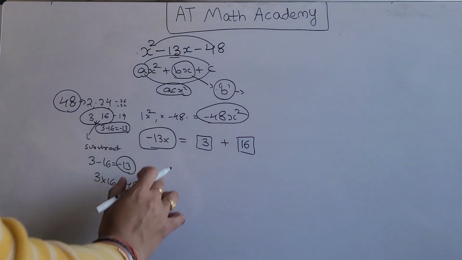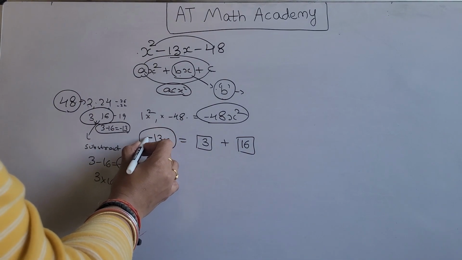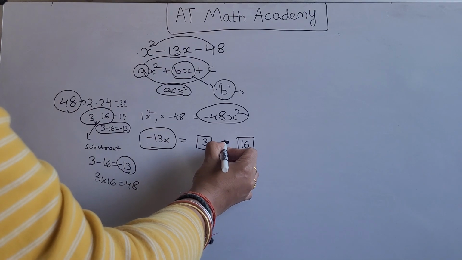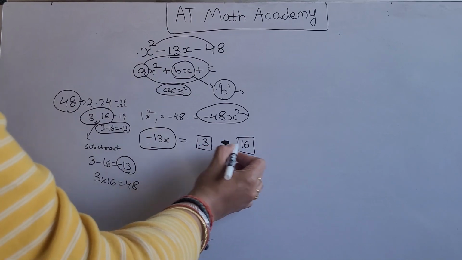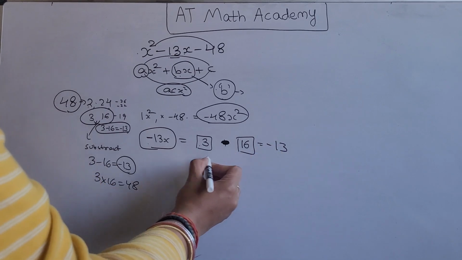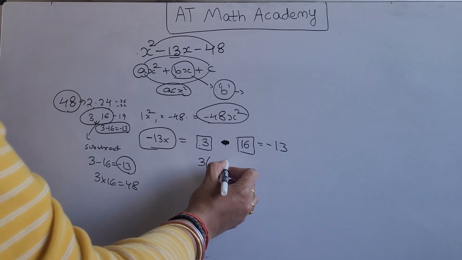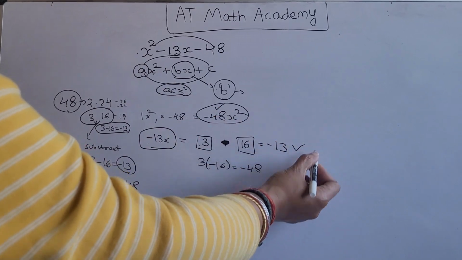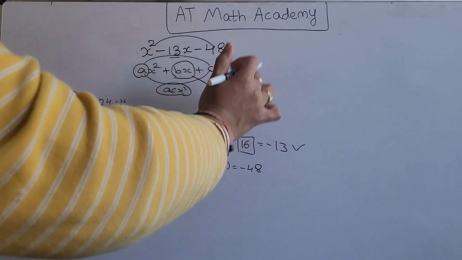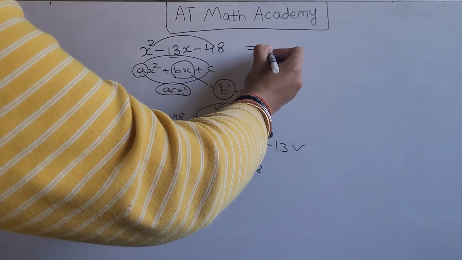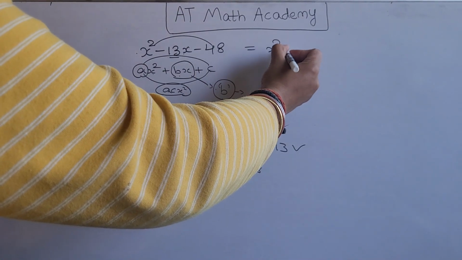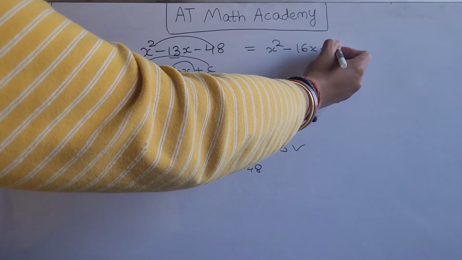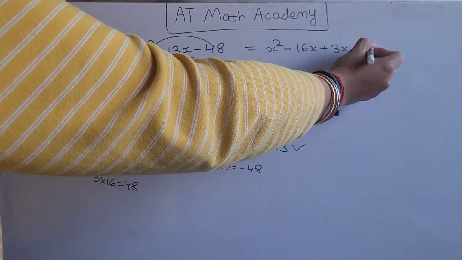So how do we keep the sign? It is minus 13, so it should be 3 and minus 16, because 3 minus 16 gives us minus 13, and 3 times minus 16 gives us minus 48. So this is satisfied and this is satisfied. For factorization, we write x squared minus 16x plus 3x minus 48.